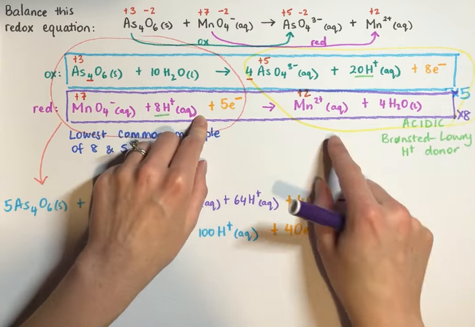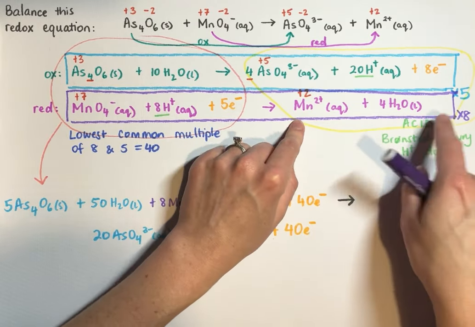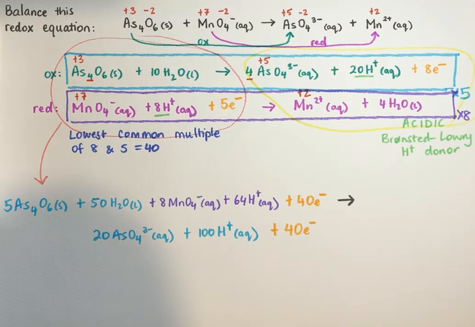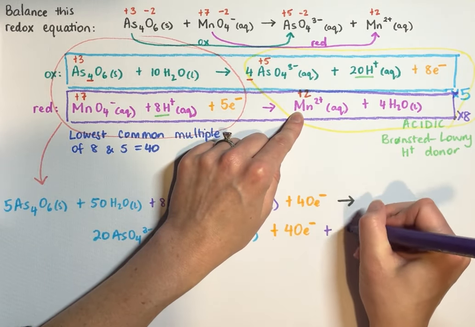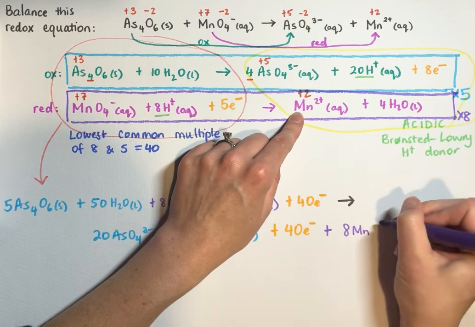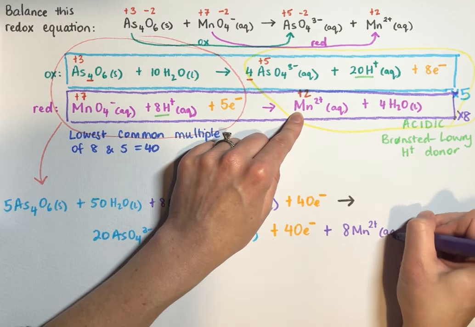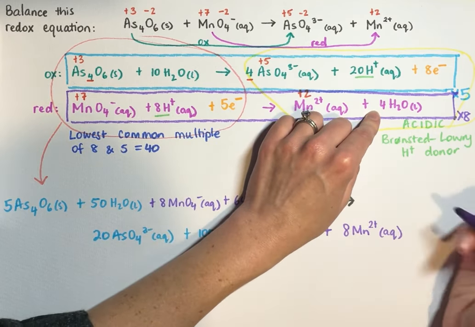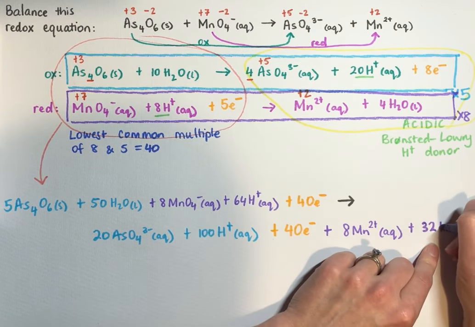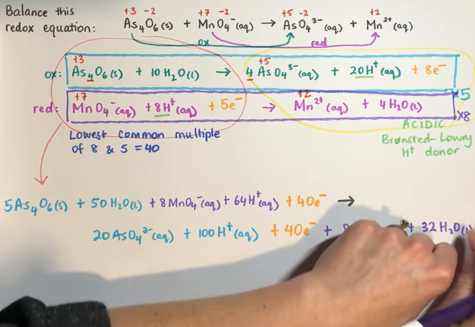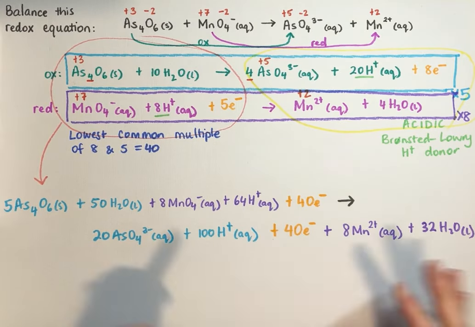Let's go back to the right-hand side or product side of my reduction equation. I need 8 of those. And 4 lots of 8, 32 of those. Remember your times tables when you're doing this. Okay, hopefully, is that all still in view?